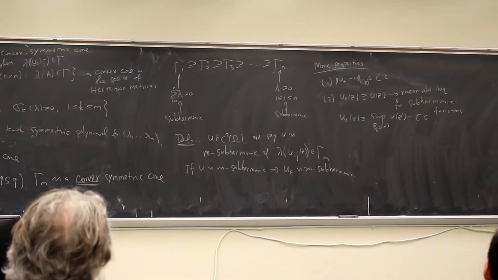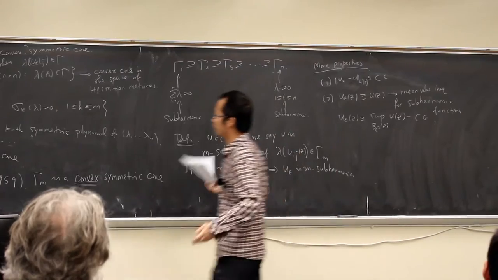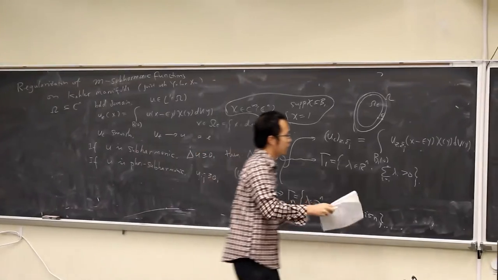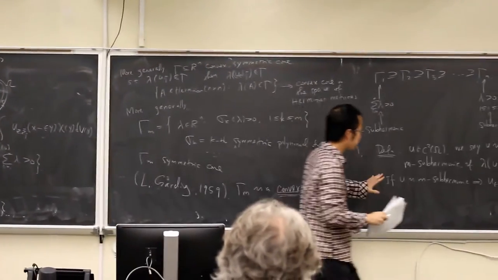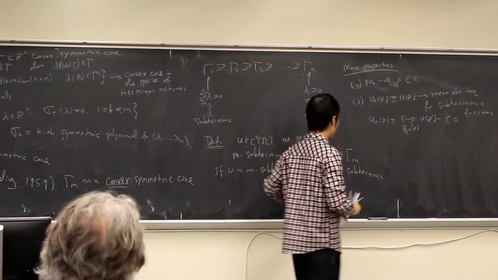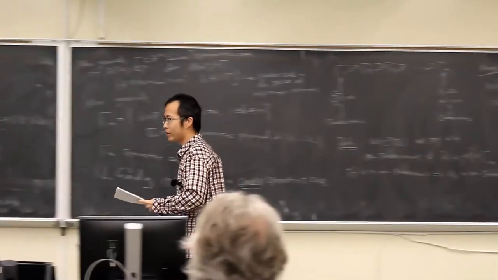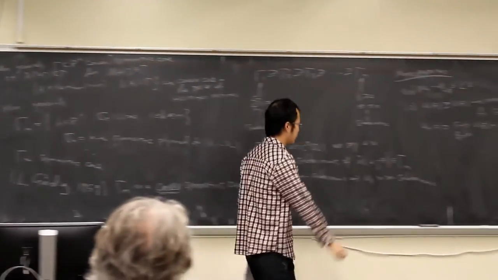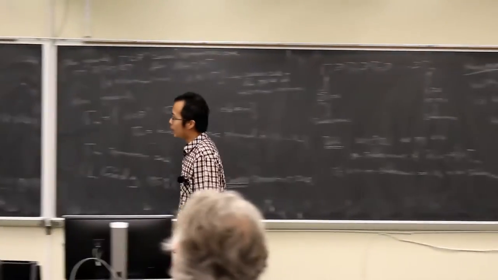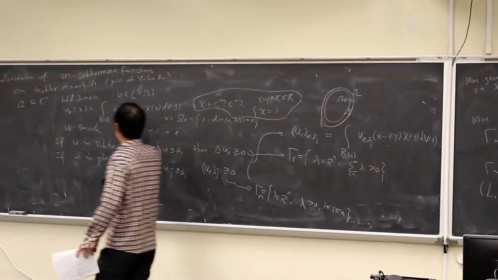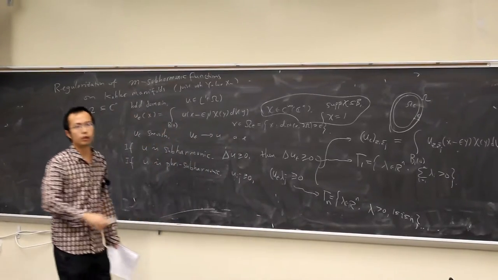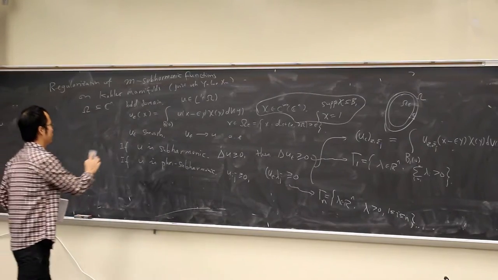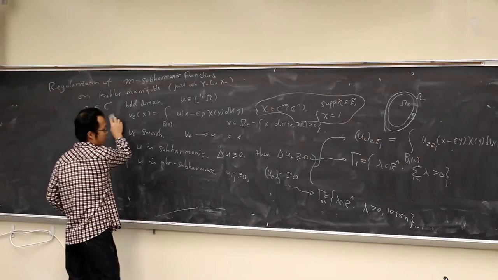Okay, so convolution does very nice things for subharmonic functions, and one natural question is how do these results generalize to manifolds? When you come to a manifold, of course, the usual convolution no longer works, because you can't define what x minus epsilon y is.